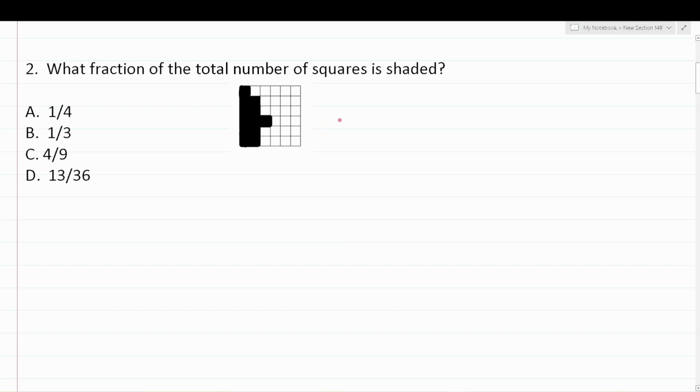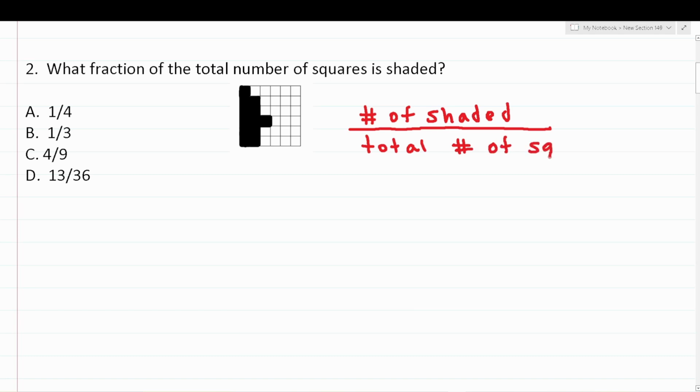So in order to write our fraction, we're going to need two things. We're going to have to place the number of shaded squares in our numerator, and that's going to be over the total number of squares in our denominator. And as it happens, those things are pretty easy to figure out fairly quickly.